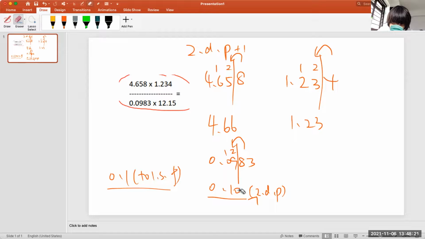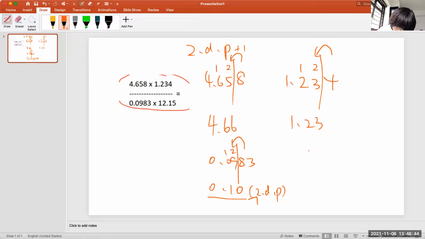Without the 0 for 2 decimal places, you are wrong. Because without the 0, here is 1 decimal place. So you are wrong. But for 1 significant figure, it's okay, because this is your first significant figure. So that's how you decide. All right, so this is something you need to be cautious.